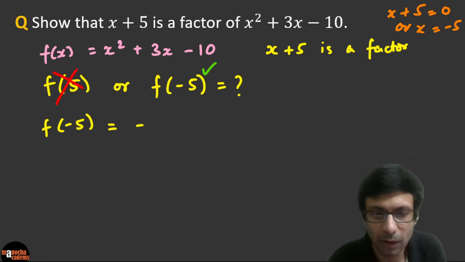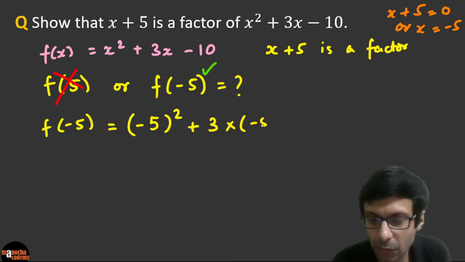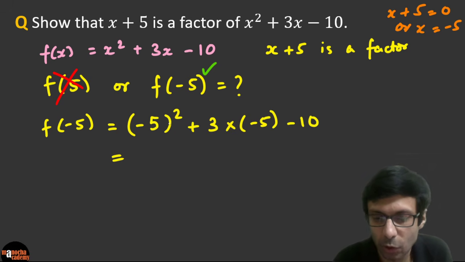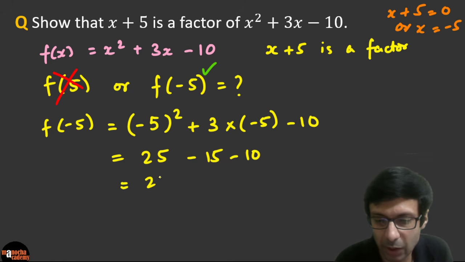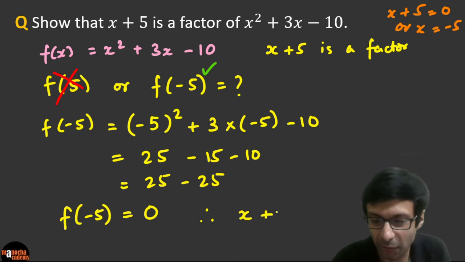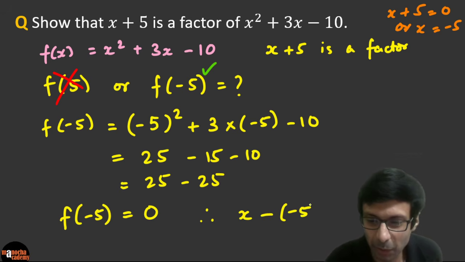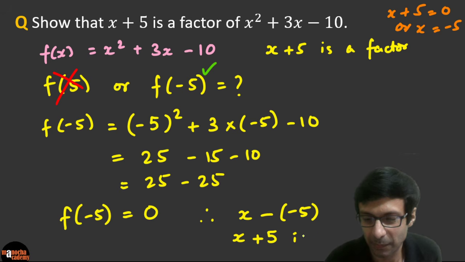So let me write that clearly. Minus 5 whole squared, right? We're substituting it in the polynomial, plus 3 times minus 5, minus 10. So what is this going to be? This is 25, minus 15, minus 10. And there you can see it's 25 minus 25. So f of minus 5 is 0. Therefore, since this is 0, x plus 5, or we can say x equals minus 5, because x minus a is a factor, or basically x plus 5 is a factor.